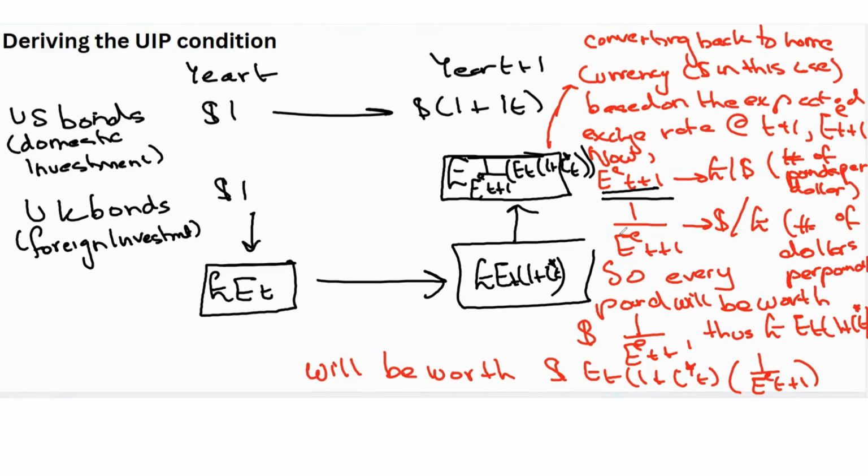And based on that, we know that the expected exchange rate told us the number of pounds per dollar, told us that $1 was worth ET plus 1 pounds. So if you take the reciprocal of it, we'll get the number of dollars per pound, right? So the way we define ET plus 1, it gives us the number of pounds per dollar. So 1 by ET plus 1 would give us the number of dollars per pound. So it will tell us that every pound is worth 1 by ET plus 1 dollars.